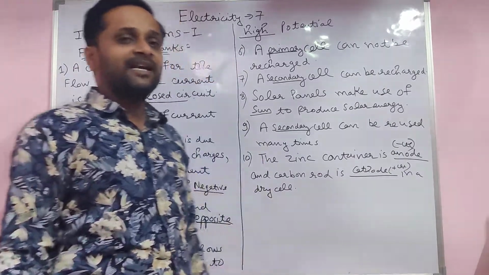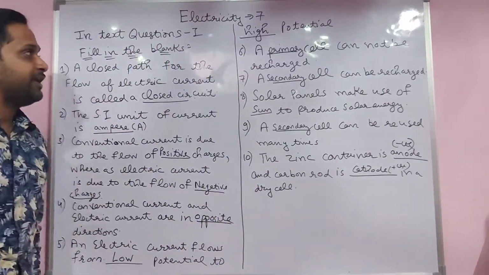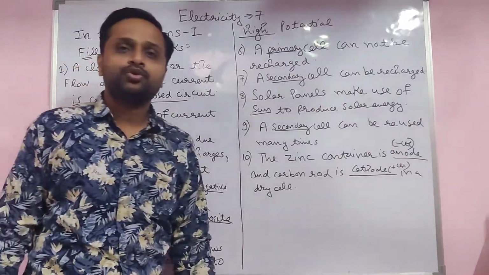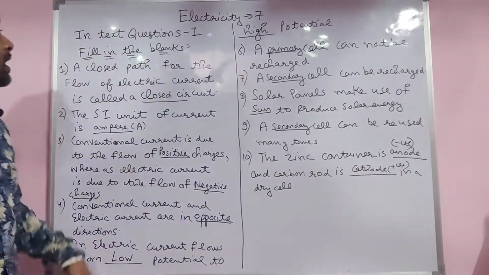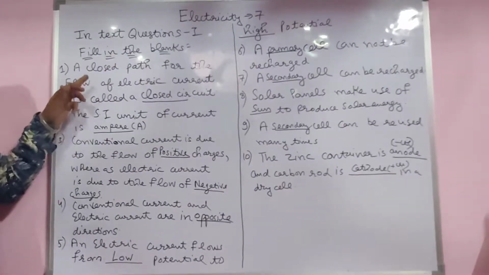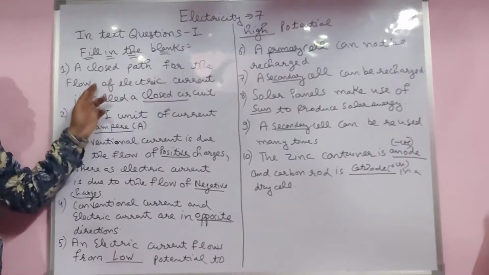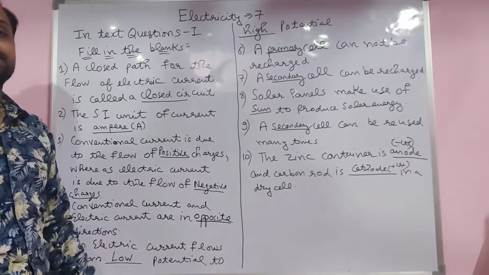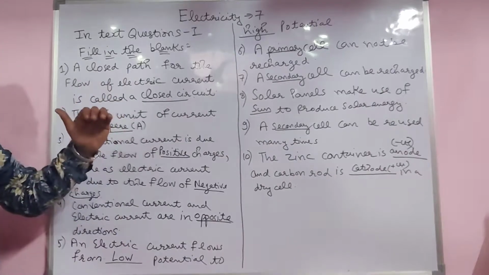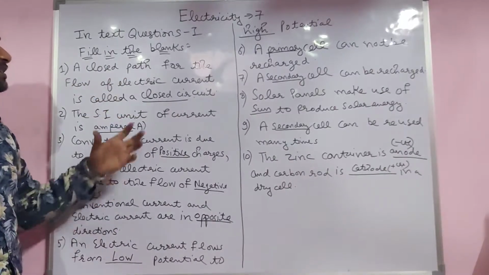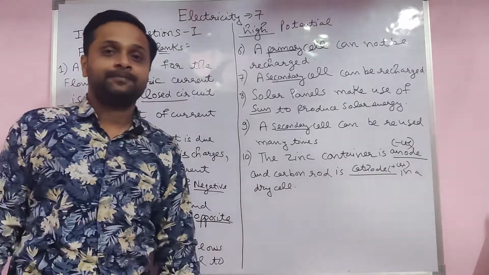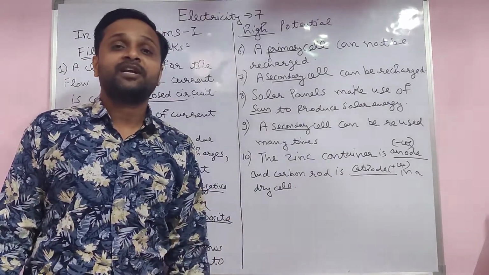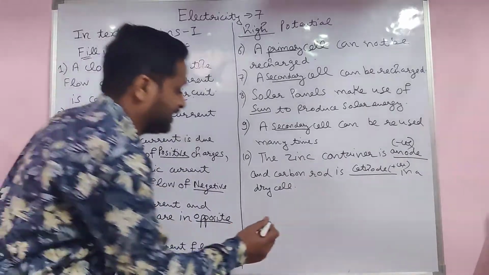But in this lecture, students, we discuss in-text question number 1, filling the blanks. A closed path for the flow of electric current is called a closed circuit. If the closed path is not there, that is an open circuit. You already know about the circuit diagram.